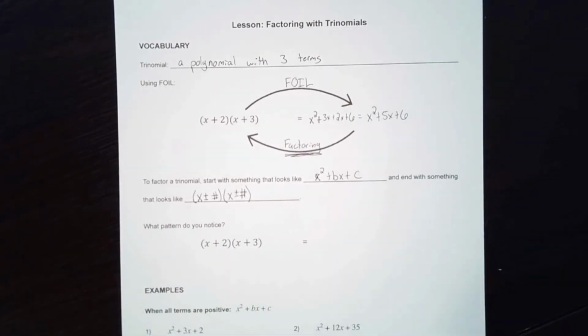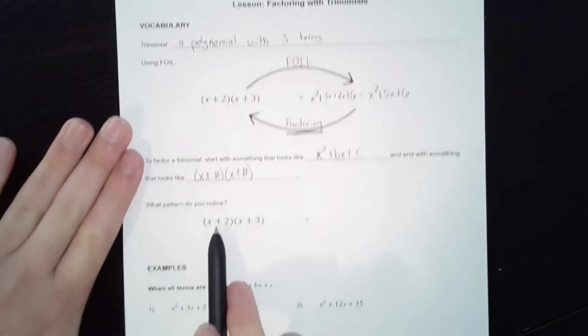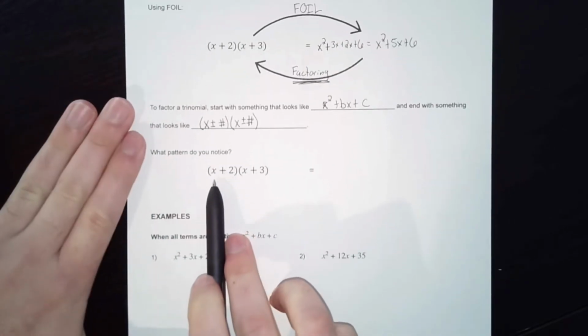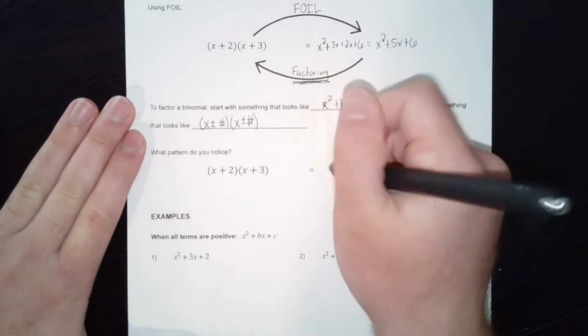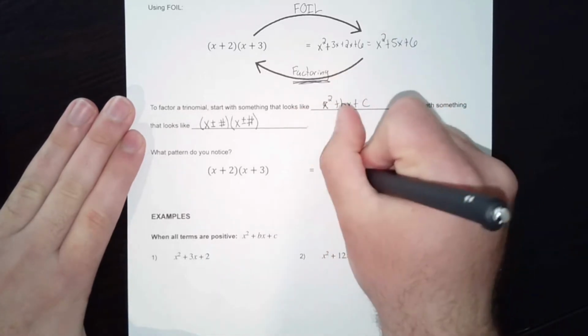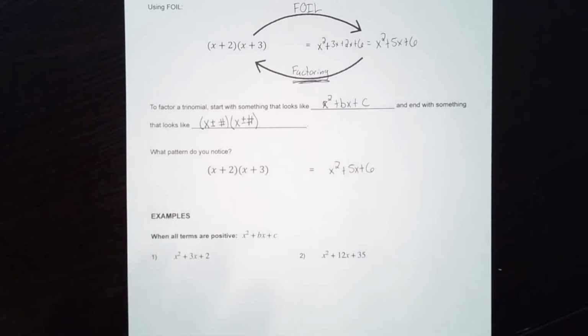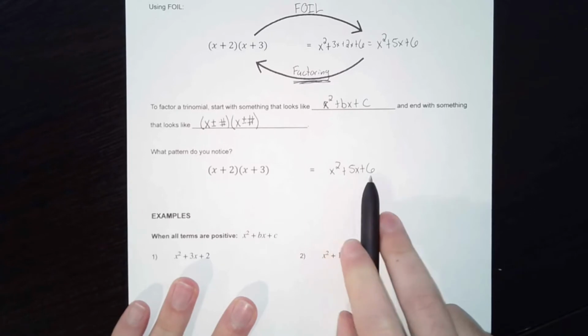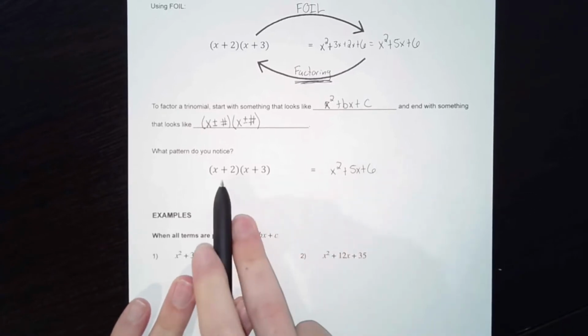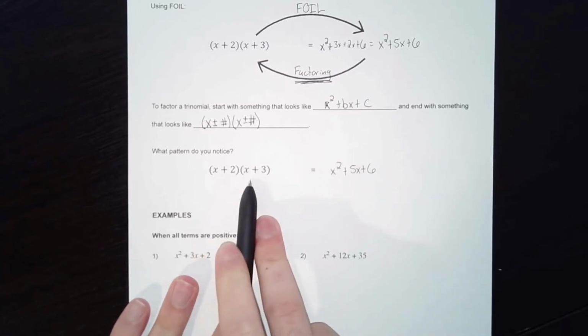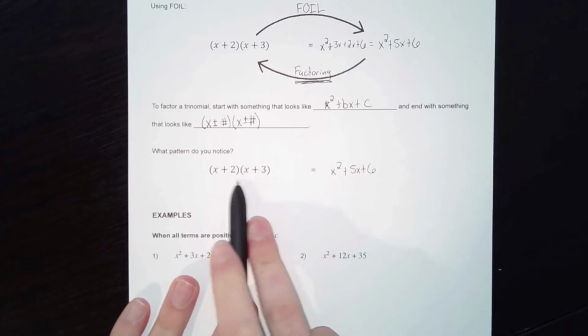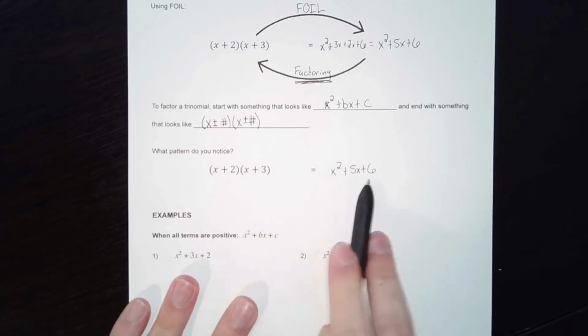So let's go back to the example that we started with. We had x plus 2 times x plus 3, and we said that that's the same thing as x squared plus 5x plus 6. So my question now is, what patterns are there? We're starting with an x squared, a 5x, and a 6, and I want to get that back to an x plus 2 and an x plus 3. So I'm going to start with this 2 and 3 here and see if I can do anything with the 2 and 3 to get the numbers that are here.